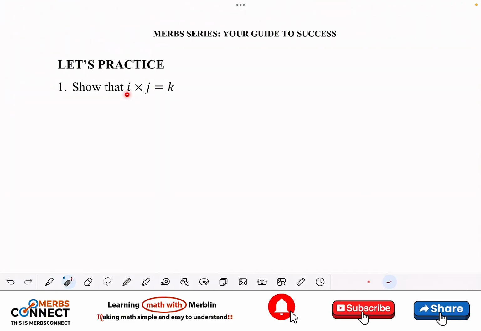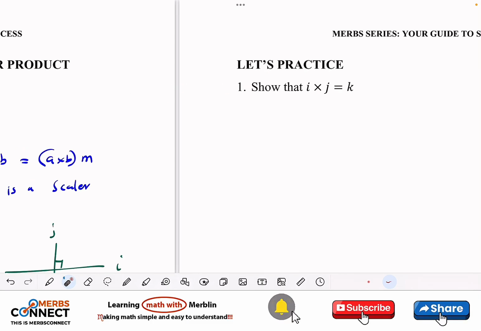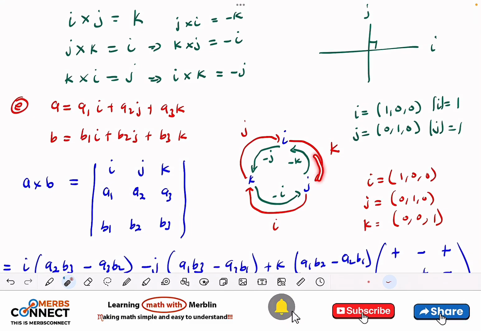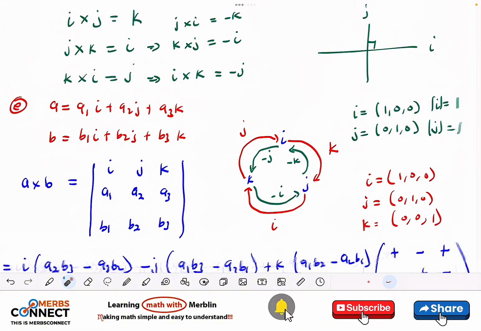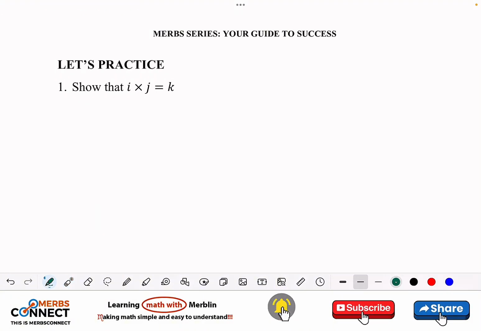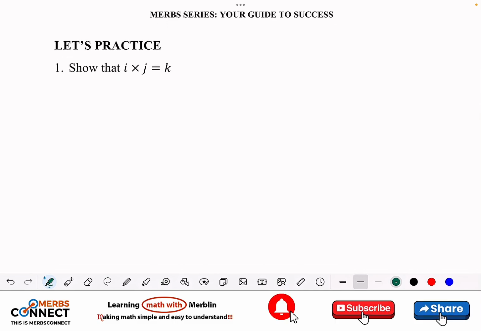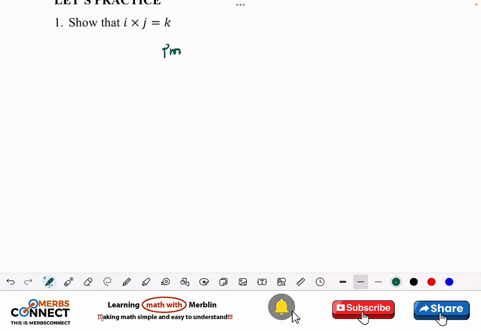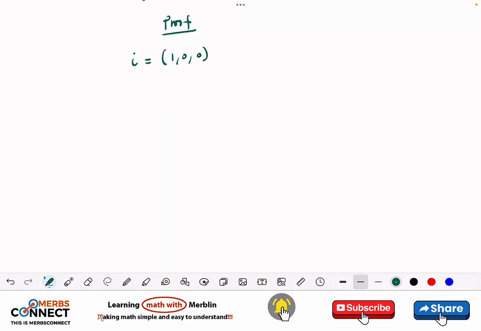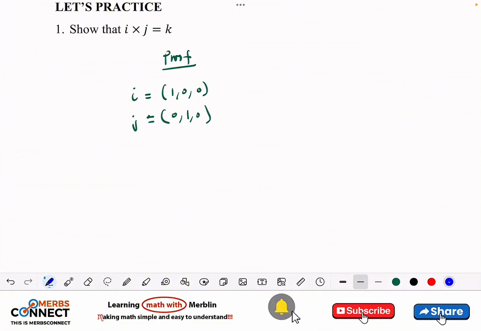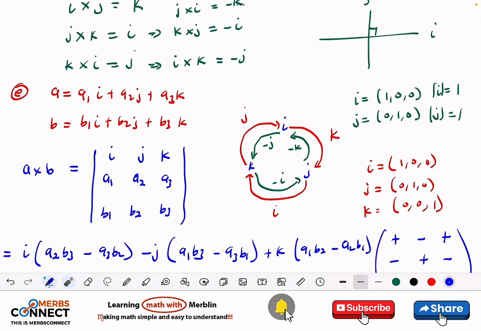So first we want to show that i cross j is equal to k. We just saw from left, right, that it's going to be k. But let's work with it and see. So basically we want to prove this. We know that i is equal to 1, 0, 0, and we know that j is equal to 0, 1, 0. So we are just going to use a theorem that we learned here. That's what we are going to use.